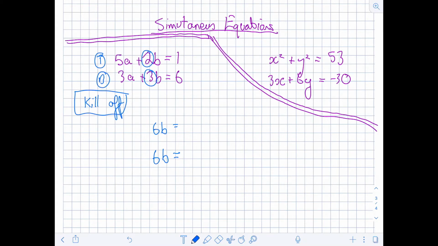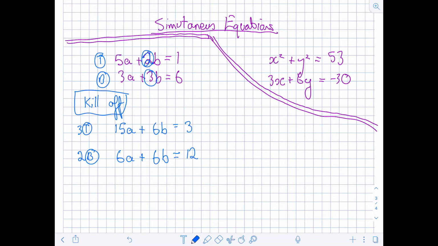What did I do to the top line to turn its b's into 6b? Well, I must have multiplied the entire top line by 3. So down here I actually have 3 times the top line, which means that's going to be 15a plus 6b is equal to 3. The entire top line gets multiplied by 3. What did I multiply the bottom line by to turn what was 3b into 6b? Well, I must have multiplied it by 2. So that's going to be now 6a plus 6b is equal to 12.